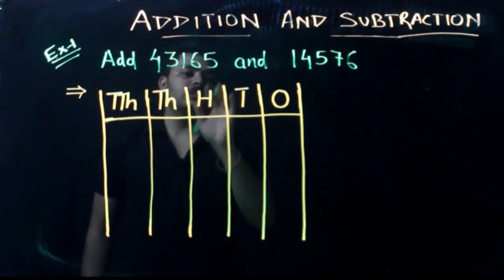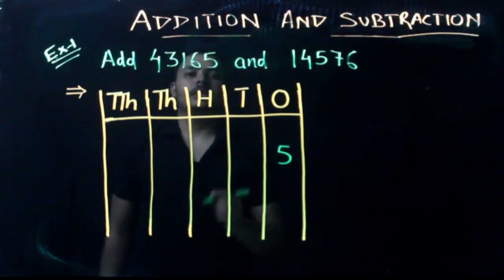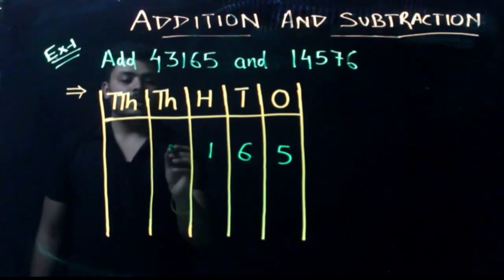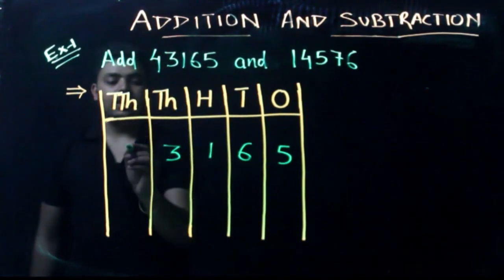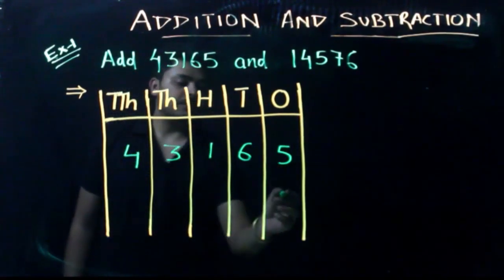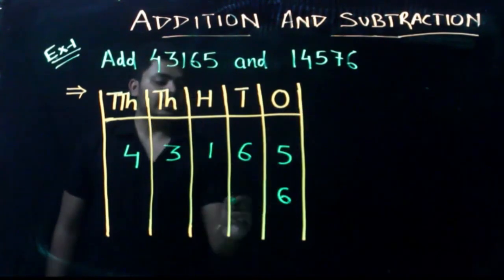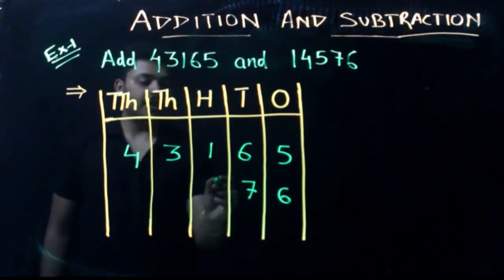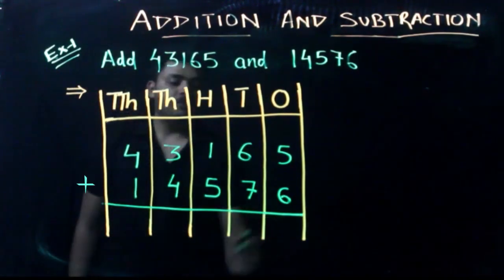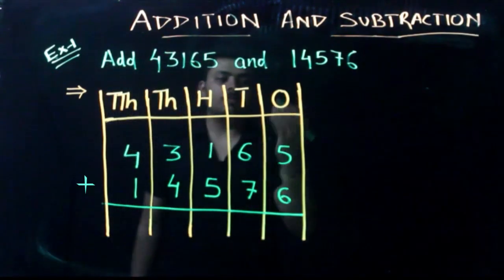The digit at the ones column is 5. The digit at the tens column is 6. At hundreds it is 1. At thousands it is 3, and at 10,000s it is 4. Similarly for our second number, the digit at ones place is 6, the digit at tens place is 7, then 5, then 4 and 1 in the 10,000s column. Now we need to add up according to their place value column.